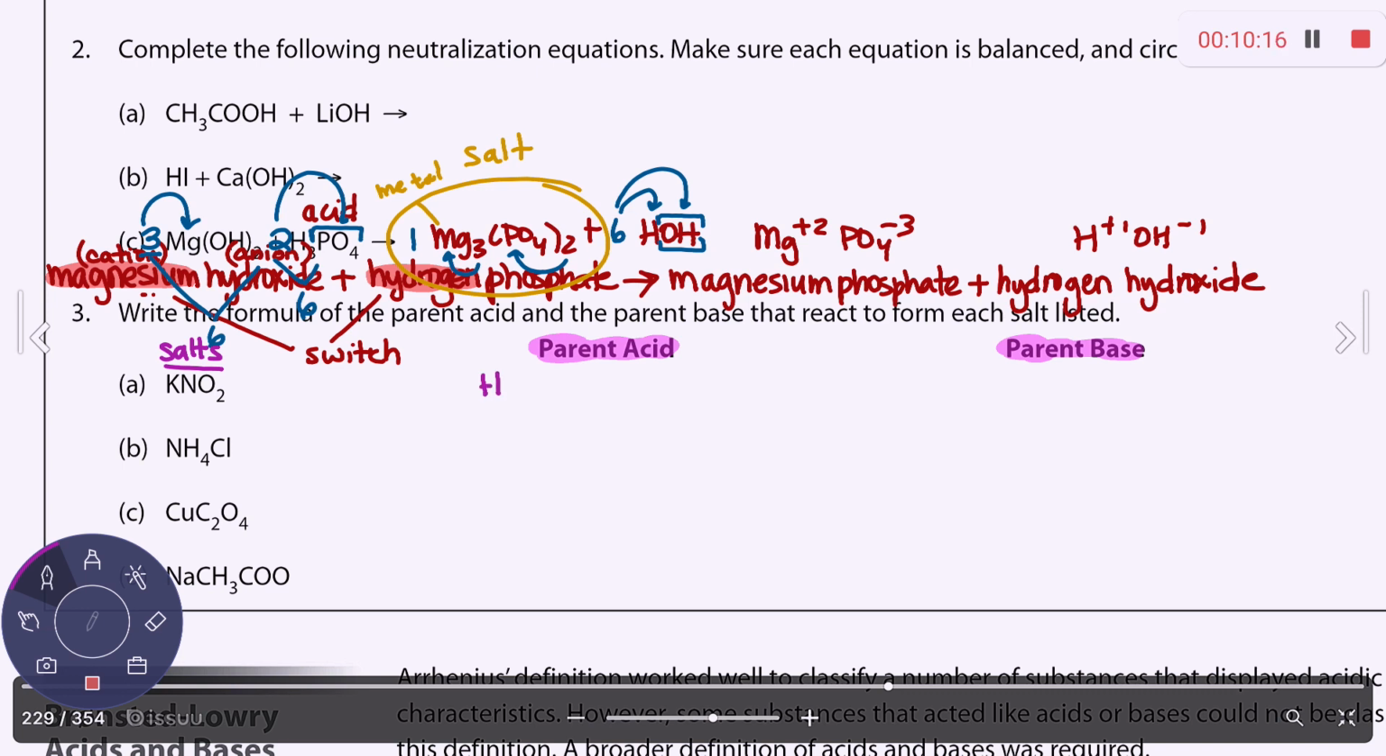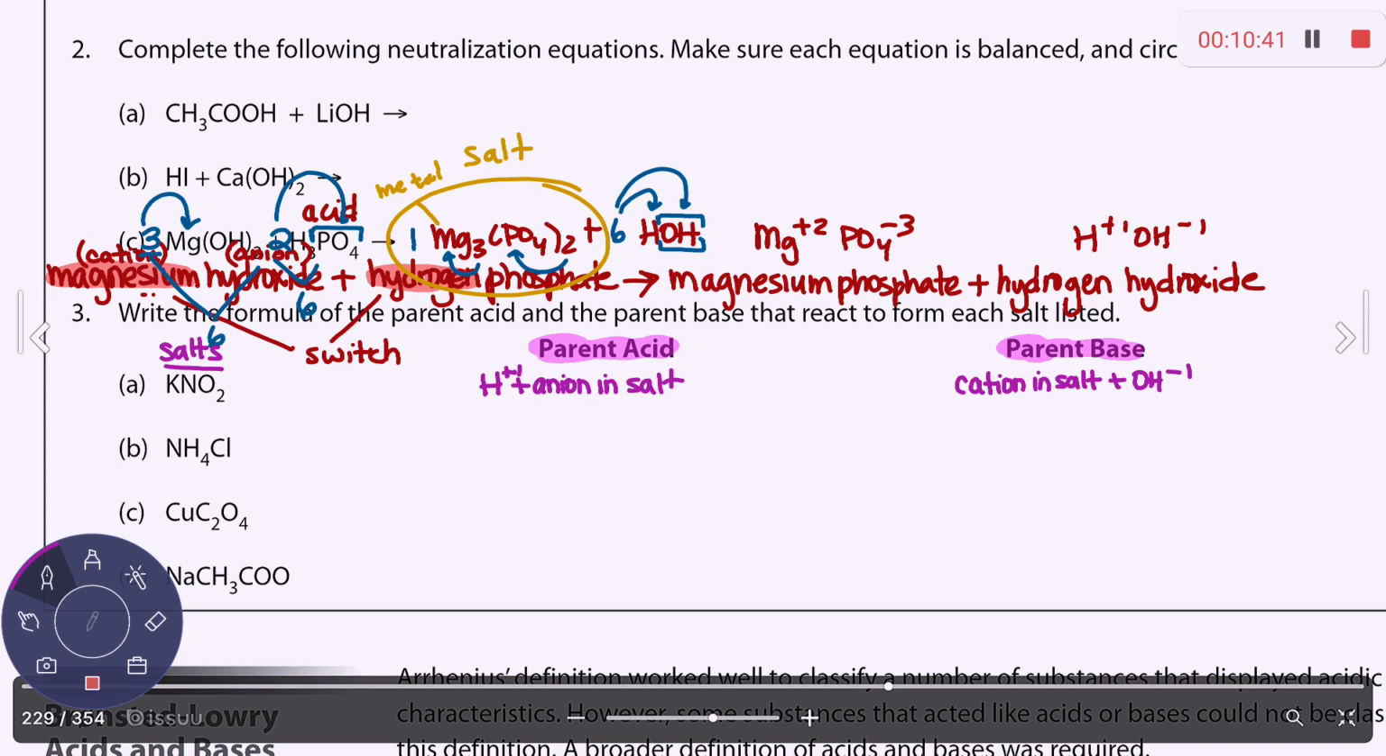The way that you want to do this is you want to take a hydrogen ion and combine it with the anion that is in the salt. And then for the parent base, you're going to take the cation that's in the salt and combine it with a hydroxide.